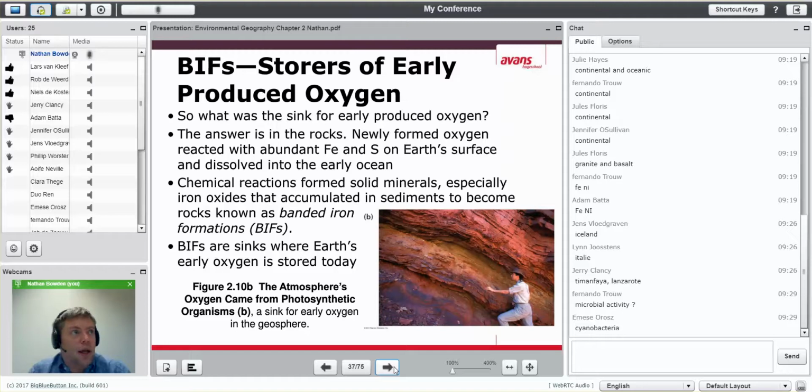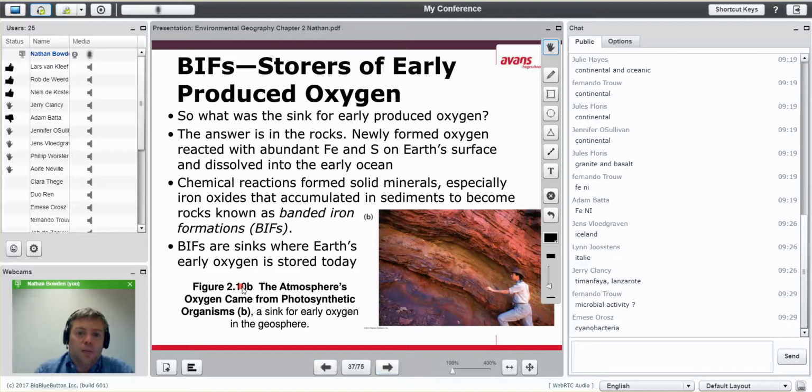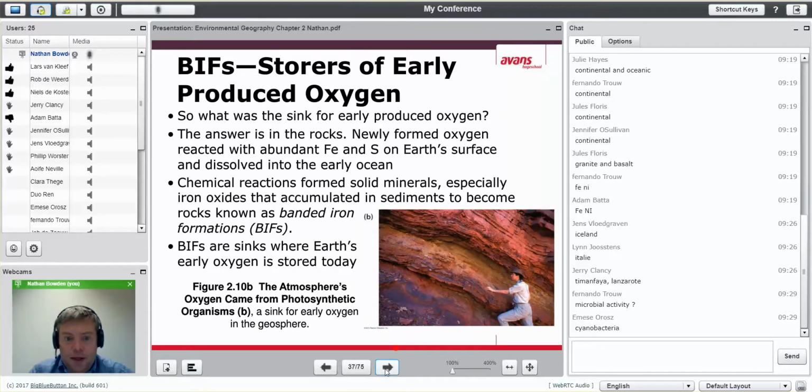Water actually can hold quite a lot of oxygen. The chemicals reacted to form minerals, became iron oxides, which accumulated in sediments to become what is known as banded iron formation, BIFs. BIFs are sinks where Earth's early oxygen is stored today. So here you have a geologist going around measuring that.